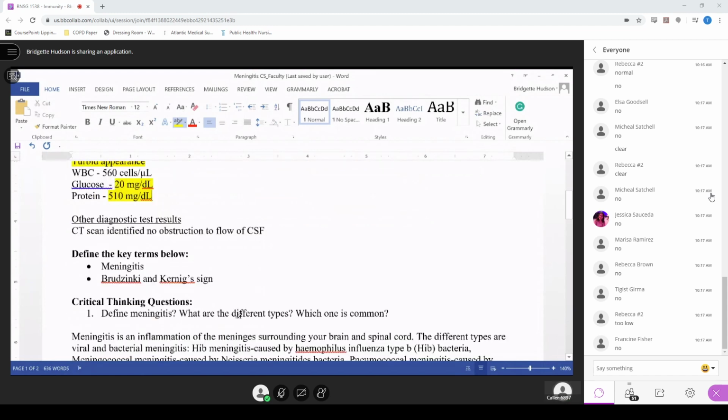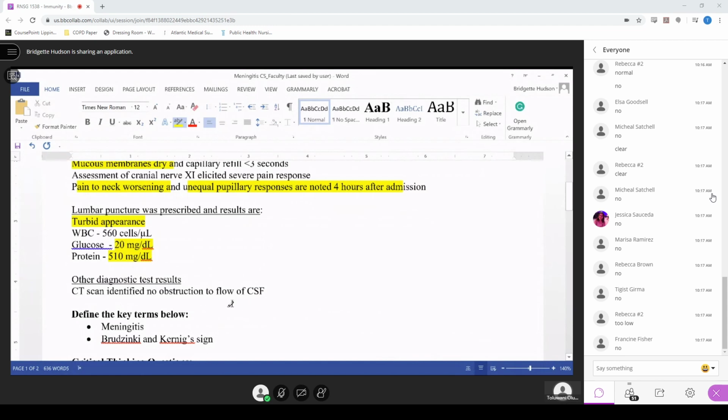Okay, so what are the normal ranges? Either group 1 or group 2 can answer this question, when you're looking at the cerebrospinal fluid. Because if there's an abnormality, you're going to be the person they call with the results.